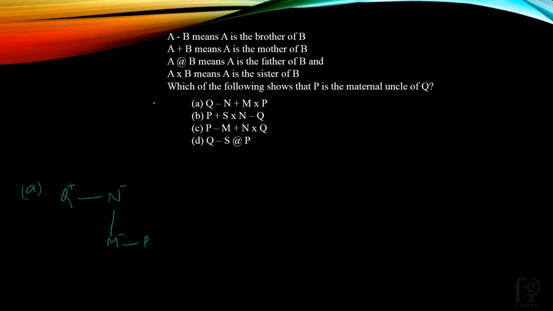In our basics video, we had used a horizontal line for representing siblings, brother or sister, and vertical lines for representing the parent-child relationship. Minus is representing female and plus is representing male, and a double-headed arrow is representing husband. Now from here we can see that Q is in this generation and P is in the next generation. So P cannot be the maternal uncle of Q. So A is not correct.